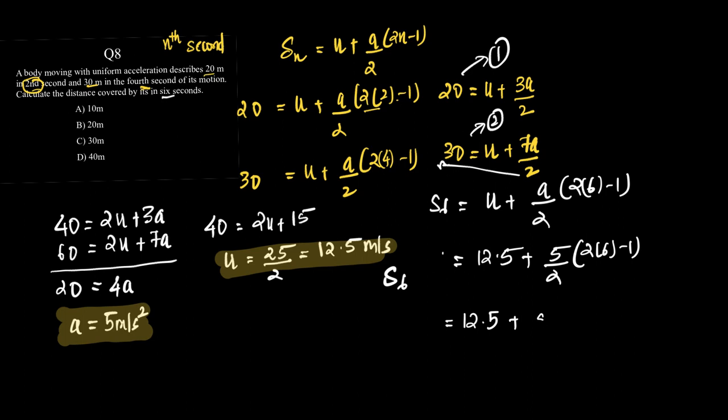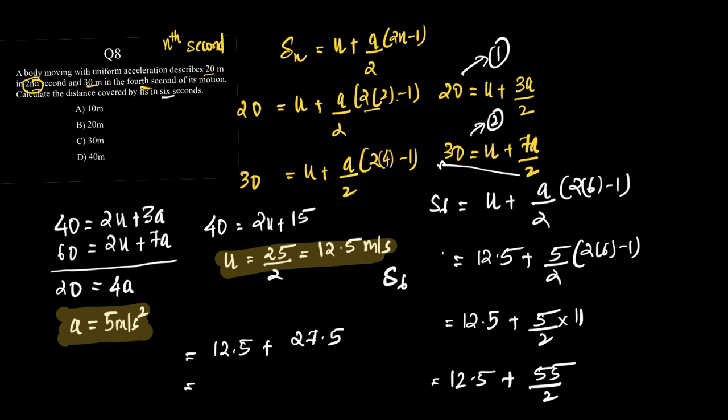12.5 plus 5 by 2 into 11, that is 12.5 plus 55 by 2, which is further equal to 12.5 plus 27.5. 27 plus 12 is 39, plus 0.5 plus 0.5 is 1, so 39 plus 1 is 40. So the correct option is option D, 40 meters.